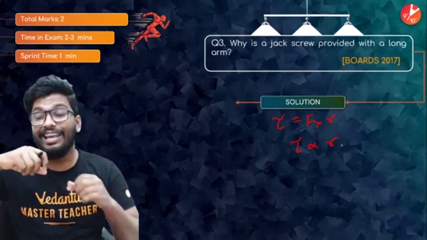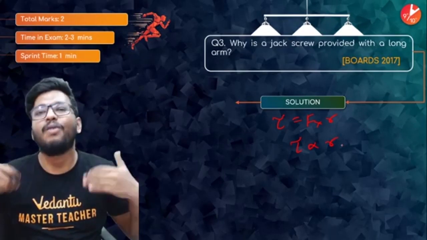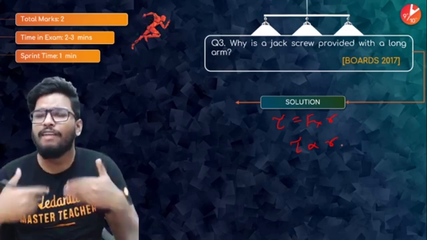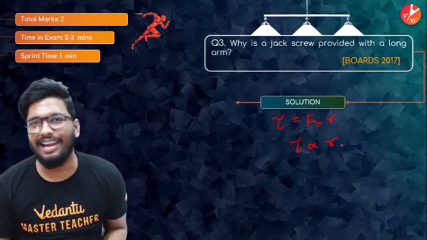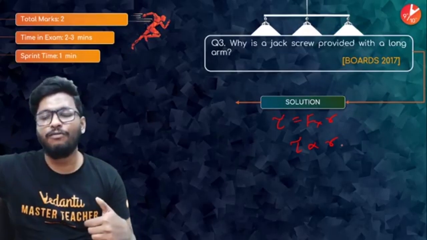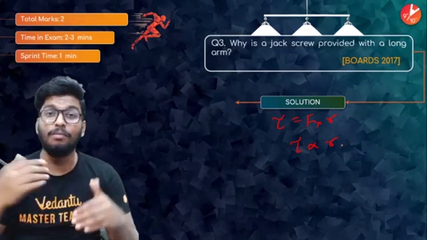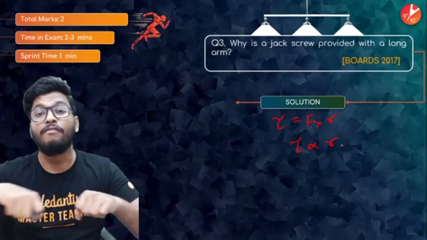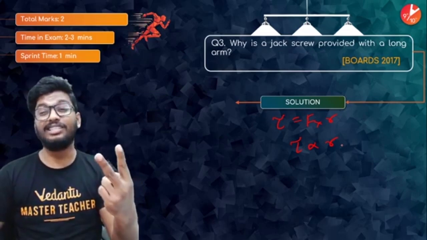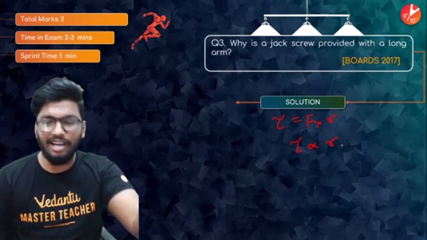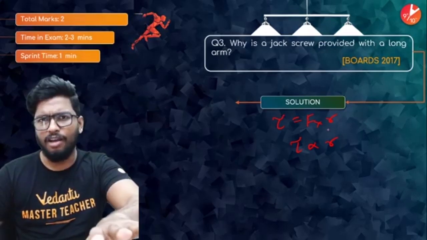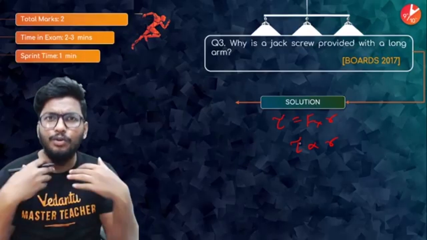So if you increase the distance, what would happen? The torque would also be greater. So that means that the effort needed is going to be much lesser, or for the same effort you'll be getting much more moment of force or much more turning effect or much more torque. And that's why you have a much longer arm in the case of a jack screw. 2-mark question, guys. Easy 2-mark question. So just write the theory in bullet points. That'll be better. So write the formula first. Show the teacher that you know the answer.